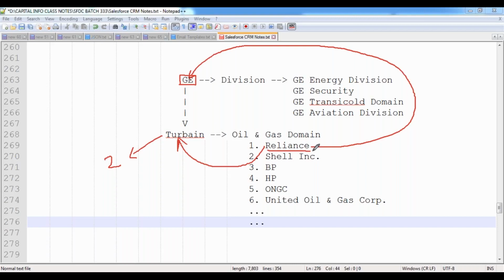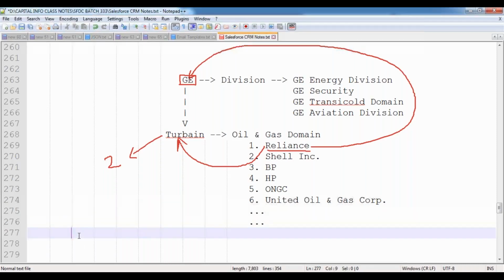Now, in this case, Reliance people are going to raise the question to the GE organization. I'm ready to buy the product. Then please give me the assurance. Will you provide the service or not? If yes, then how frequently will you provide the service over here? For that, they will be having some agreements over here.